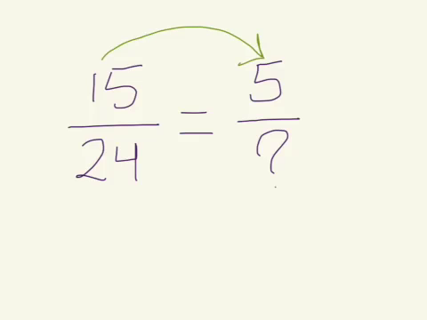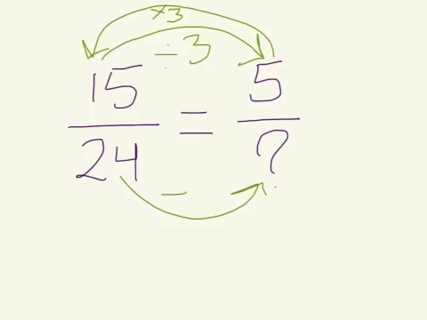15 to 5. Is it multiplying or dividing? Well, it's dividing because we're getting smaller. 15 divided by what is 5? You can think of it backwards, though. You can think 5 times what gets you 15? And our answer would be 3, either way. That means we can do the same thing to the bottom. 24 divided by 3 is what?